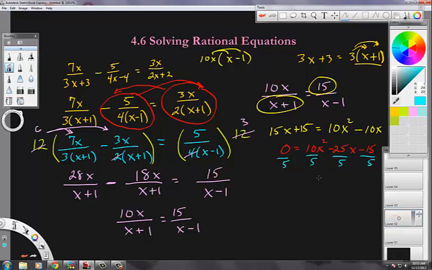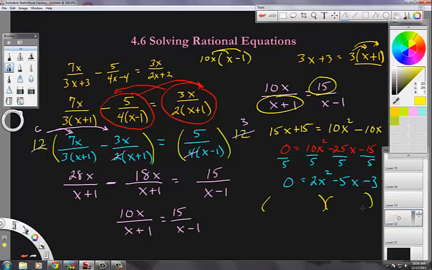Just about done with this problem. Remember, when you multiply or divide, you have to do everything. This is 0. 0 divided by 5 is 0. This would be 2x squared minus 5x minus 3. And that's a quadratic equation. At that point, you could graph it and find the zeros. You could do the quadratic formula, or you could factor it, which I'm going to do. I'm going to factor this because it's good to review it.